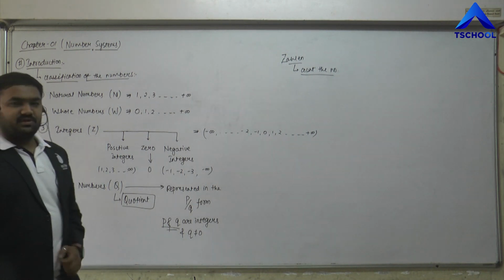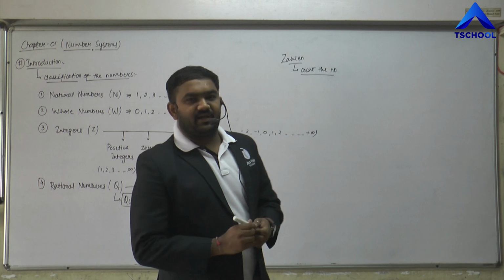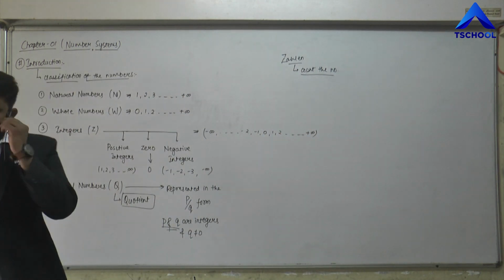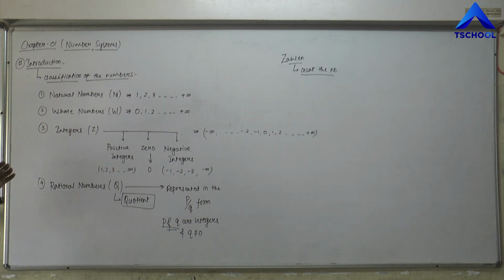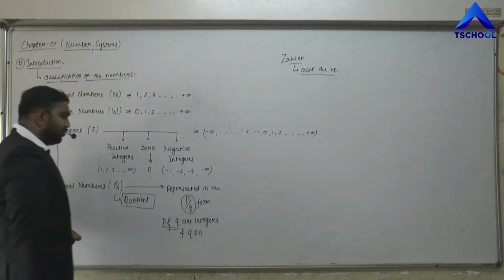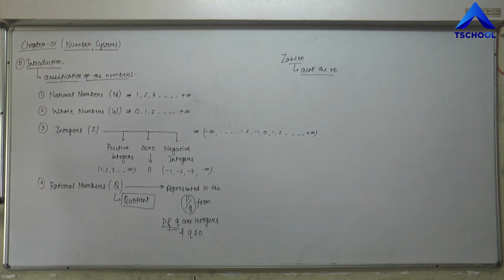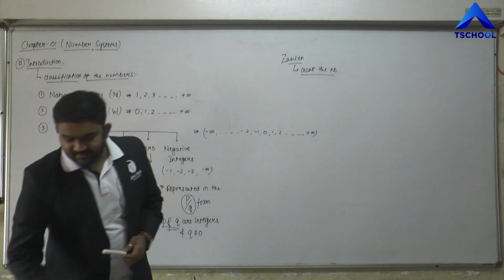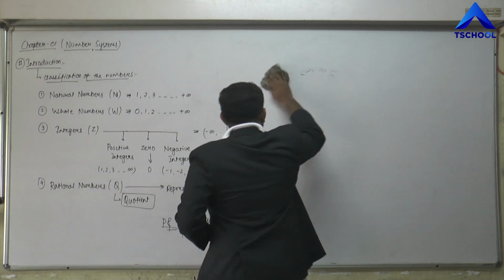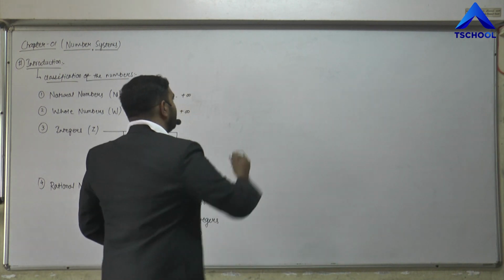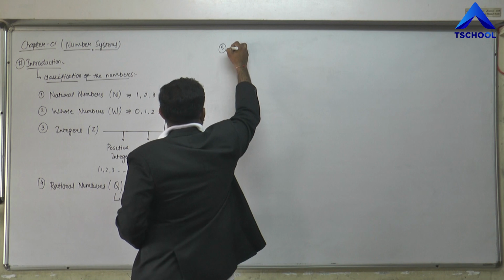If this Q becomes 0, then the number becomes infinite, and that is no longer a rational number, right? So remember that a rational number can always be represented in the form of P by Q, where P and Q are integers and Q is not equal to 0. So friends, these are the rational numbers. Now let us discuss the irrational numbers, and lastly the real numbers.